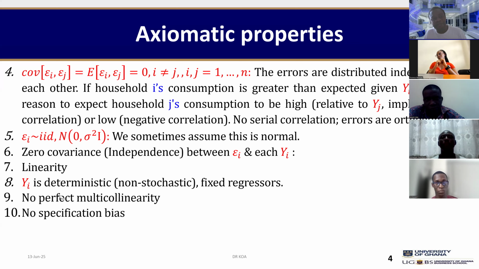Who can give me an example of perfect multicollinearity? A perfect multicollinearity is a dummy. The opposite of a male is 1 minus female. So if a male is there, 1 minus a female is the same male. If a male is 1 and a female is 0, 1 minus a female is a male.